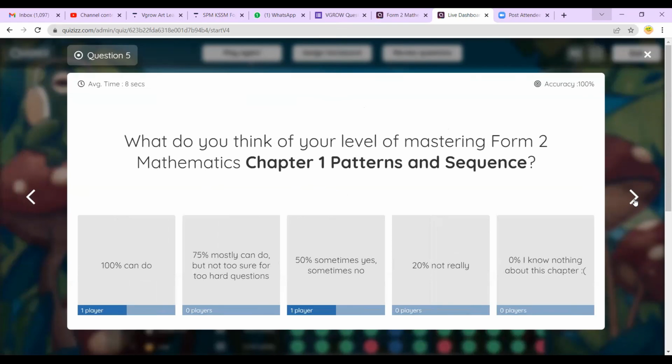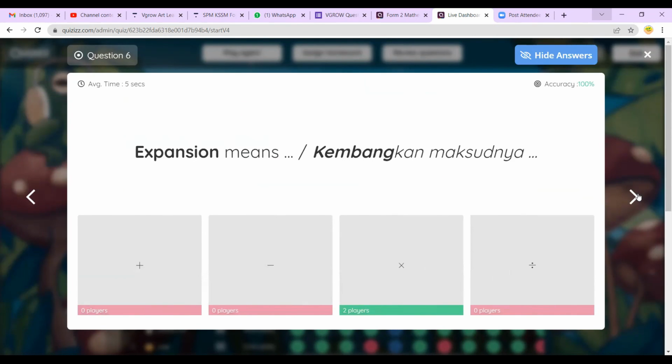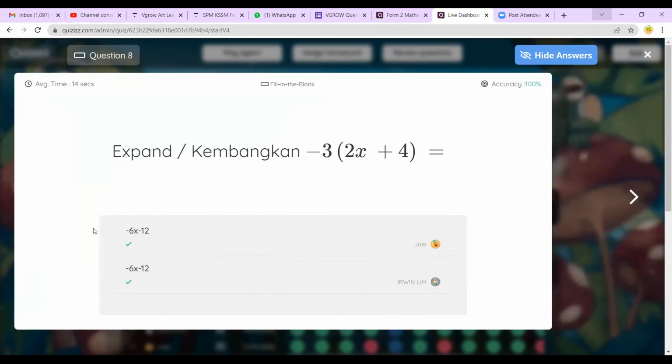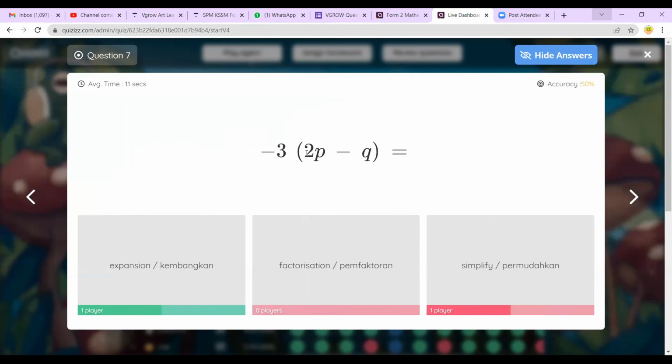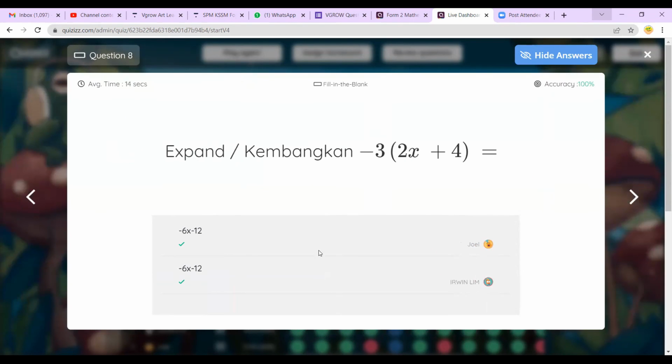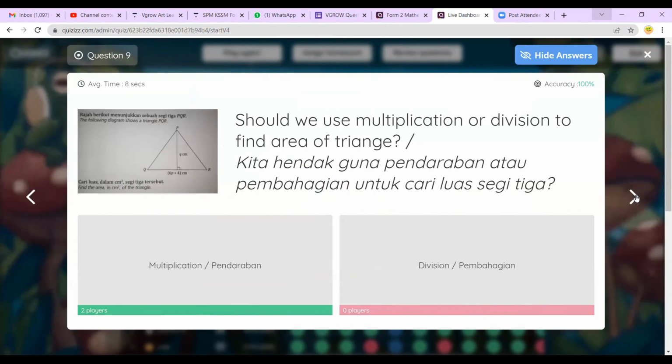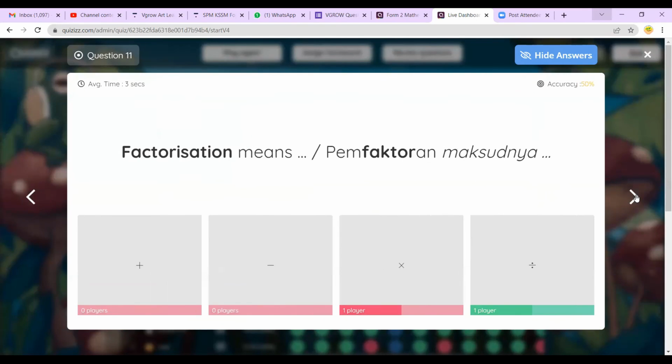Okay. 50%. Okay, at least that's better. Half, okay. Expansion, yes, correct. Okay, wait, what is this? Oh, this one you have to times in. So times in means expansion. When you have the bracket like this, it means you have to expand in, times in. Distributive law, distributive law in form 1. So all correct. Oh, factorization means divide. Opposite, antonym of expansion.